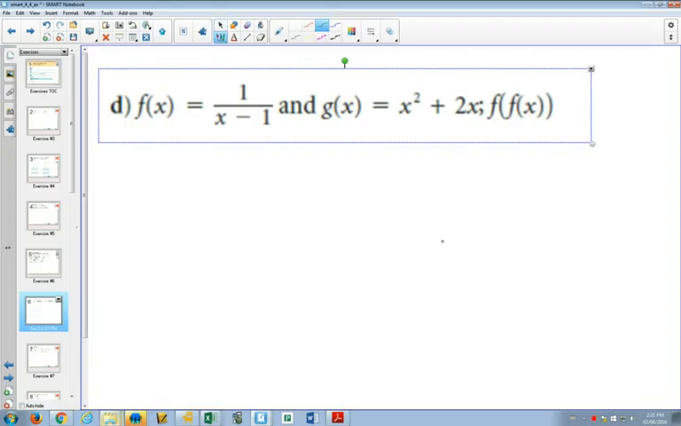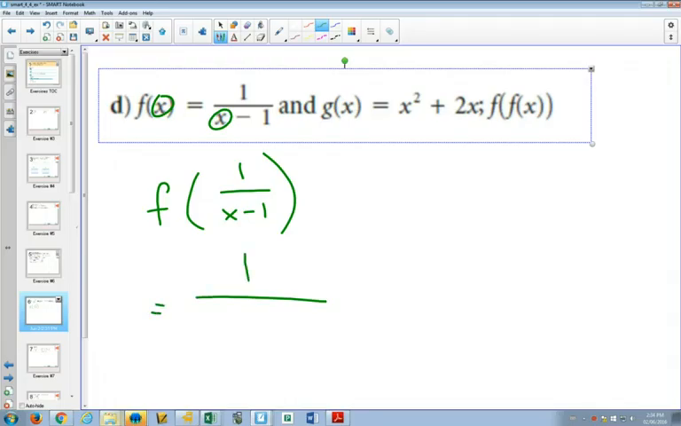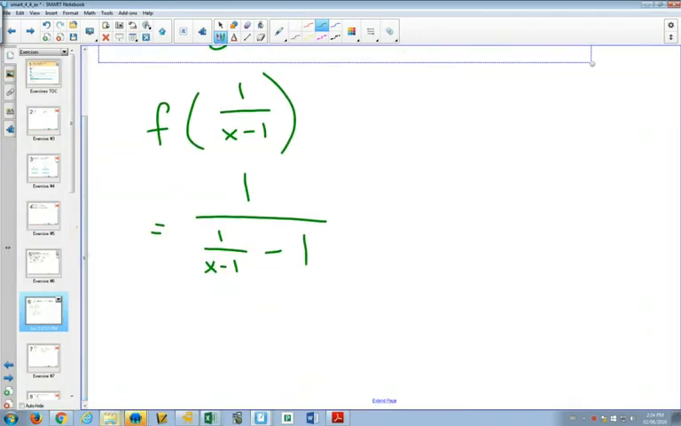All right, let's see how you did. Did you do this first? Plugged in f of x inside, and then wherever there's an x, we now have to replace it with 1 over x minus 1. So this is going to equal 1 over x minus 1 minus 1. So now you have a fraction inside of a fraction, and you have to simplify that. We need a fraction on top and a fraction on the bottom. Then if you have a fraction divided by a fraction, you can multiply by the reciprocal.